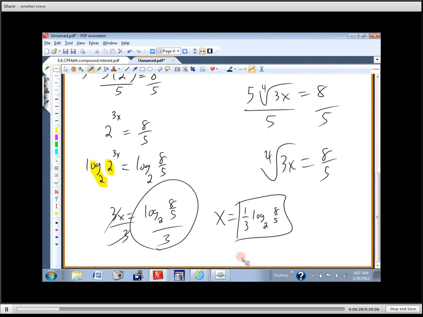Could you do this? Would that be okay? Yeah, that would. Could you change them to LNs? Sure, you could change them to LNs.